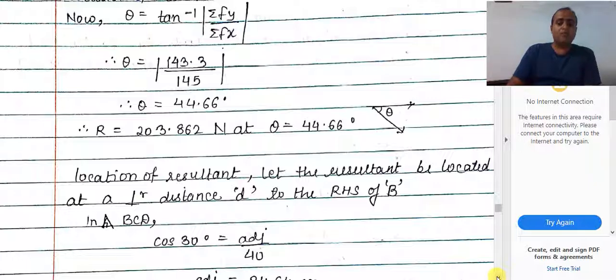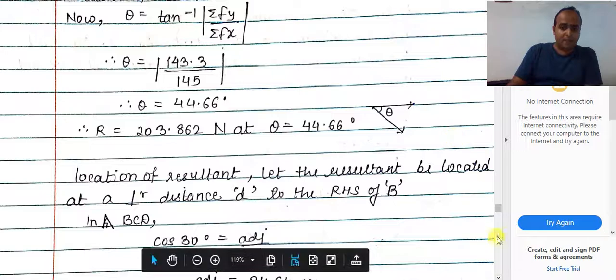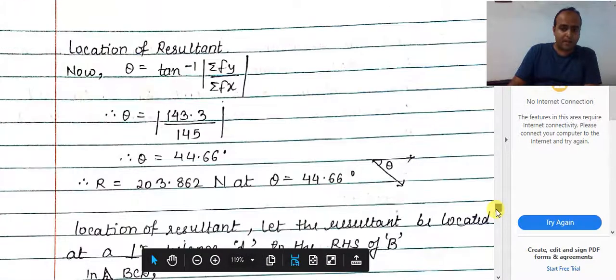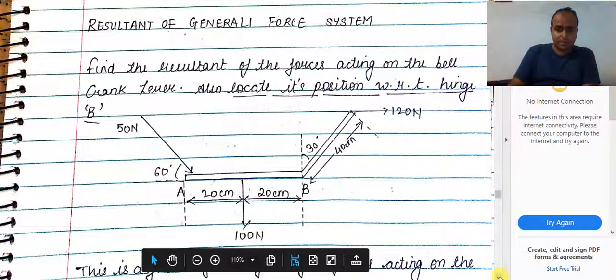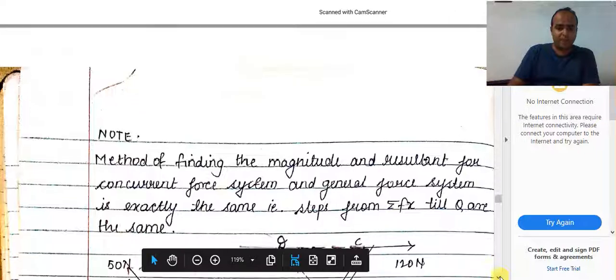Now there is a question where the location of the resultant will be there. Just for that sake, we will be going back to the question's diagram again. So let us see the question's diagram. As you all can see it, this is the question's diagram. Let's go to the FBD.